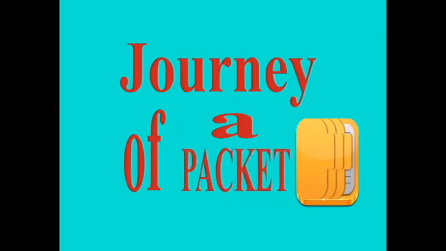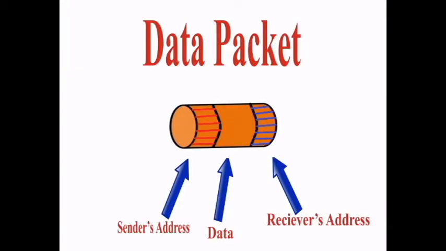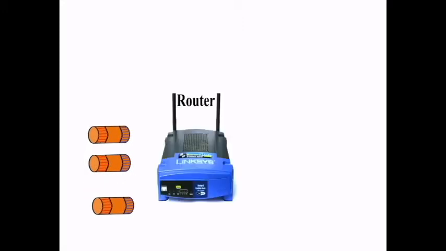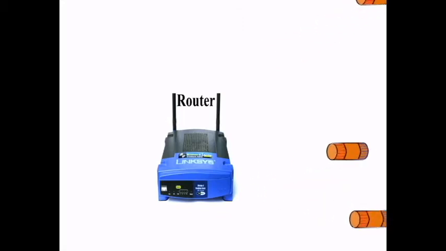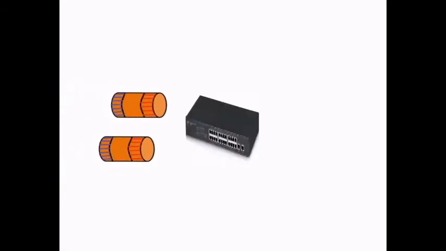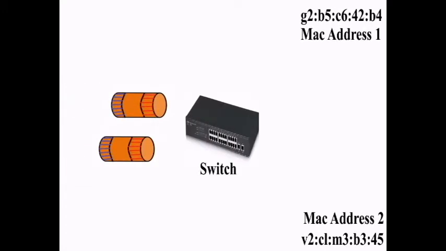The journey of a packet. A data packet has three components: the sender's address, the receiver's address, and the data which it transfers. First, the router reads the receiver's address from the packets and sends them accordingly. Then, the switch reads the MAC address from the receiver's address and sends them to the network which the corresponding MAC address represents.